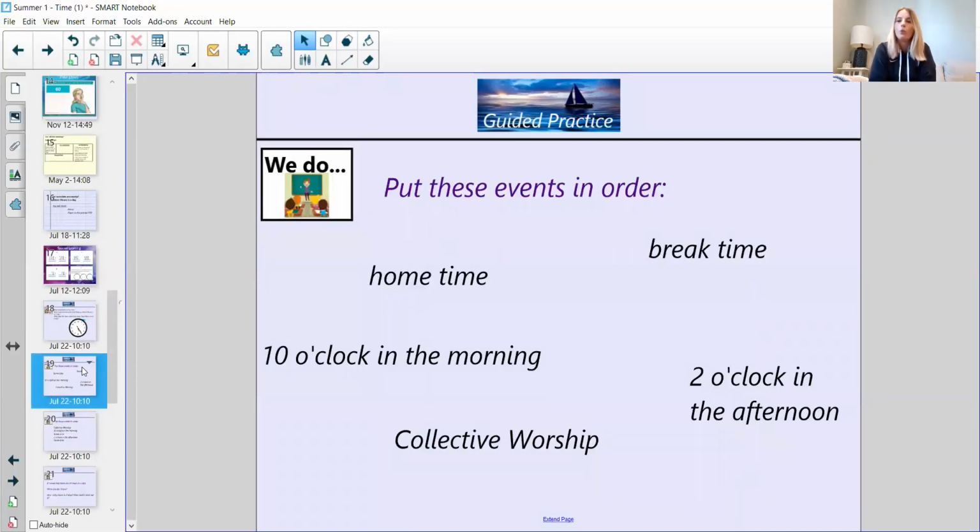So first up, we've got a we do to do together, and on the screen you have got 5 different events from our normal school day. So what we want to do is put these events in order of time. So we've got home time, break time, 10 o'clock in the morning, 2 o'clock in the afternoon, and collective worship. We're going to use collective worship as the one we would have on a Monday or a Friday.